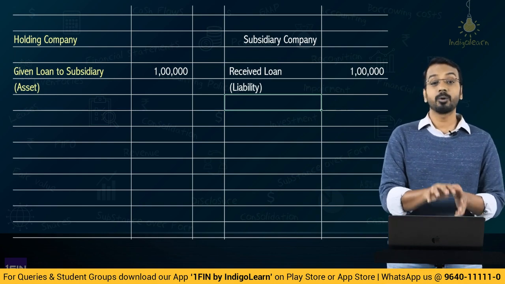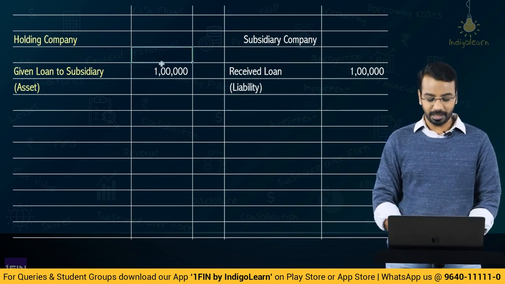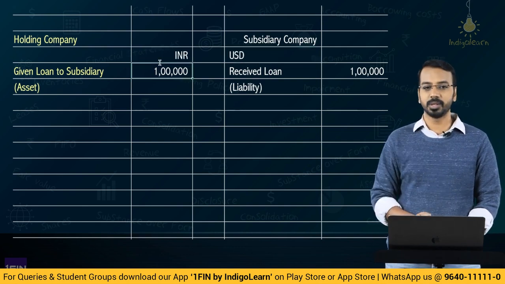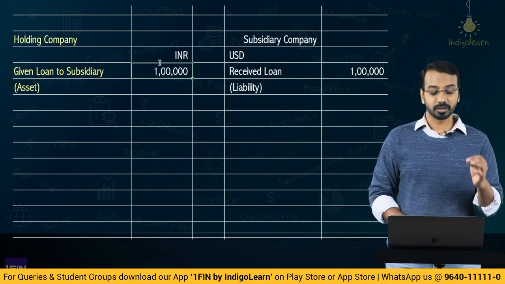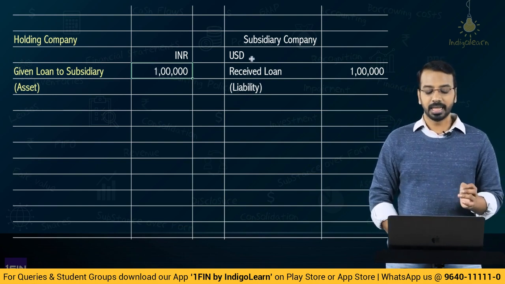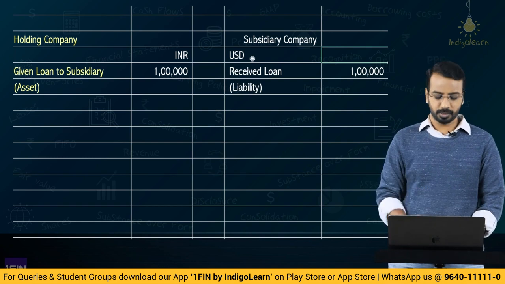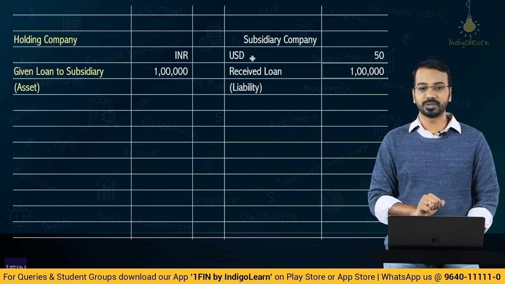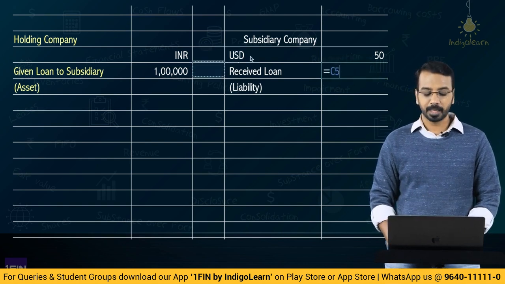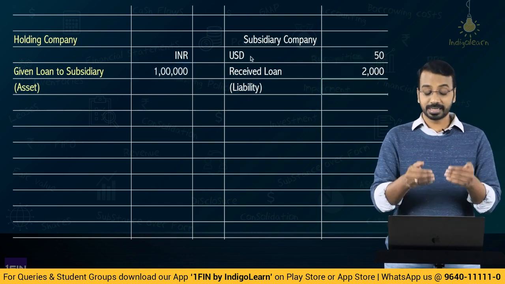Now, when we talk about consolidation and there are foreign currencies involved, say for example, this is given in INR, the subsidiary company is in USD, the functional currency is USD. So, the subsidiary company will record this loan in USD, correct? So, 1 lakh is the loan given here, and assume for a moment that the INR USD exchange rate is 50, just for argument's sake. Now, if the INR USD exchange rate is 50, what is the loan liability? 1 lakh divided by 50, that is 2000, correct? Now, let us say we are at year end.